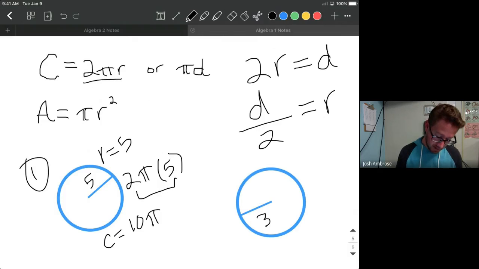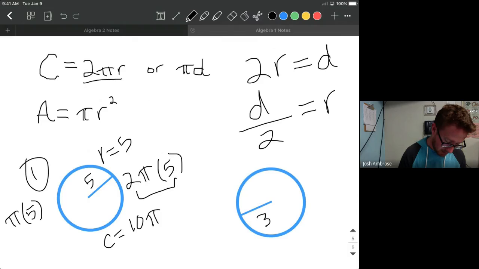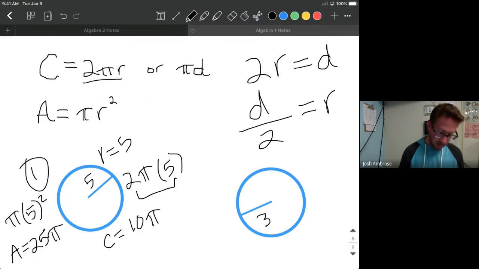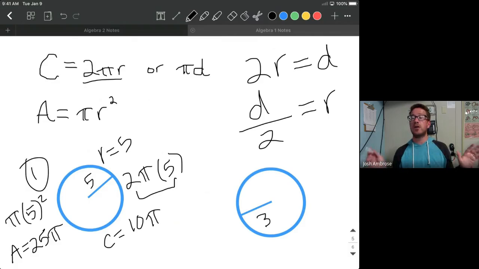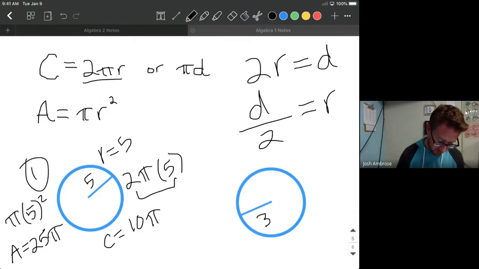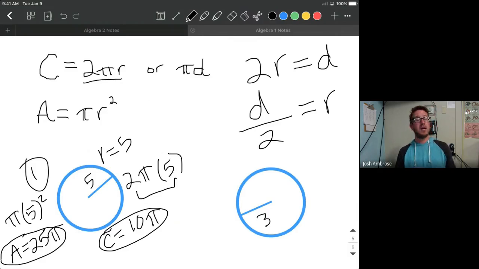Now, let's get the area. And the area is going to be pi. And what is r? It's 5. And then you're going to square it. Okay? So what is 5 squared? 25. So area equals 25 pi. All right, remember, leave it in terms of pi. Don't multiply the 3.14. All right, so here is your circumference. Here is your area. All right, you're going to do the exact same thing on number 2.